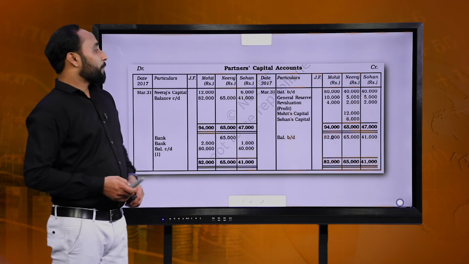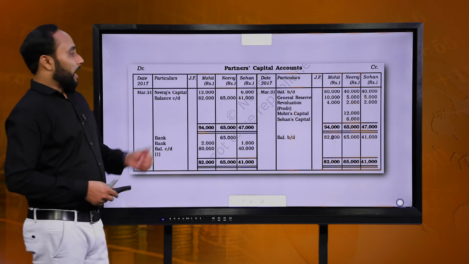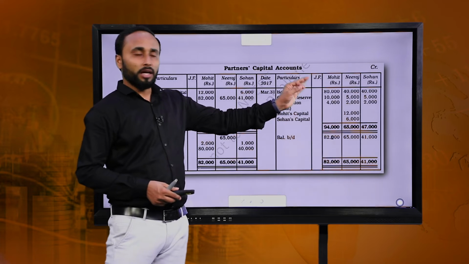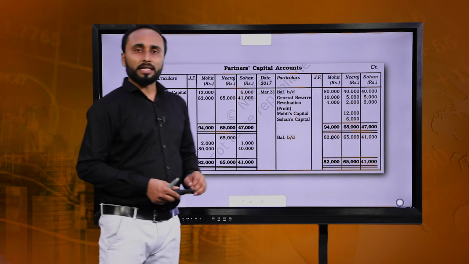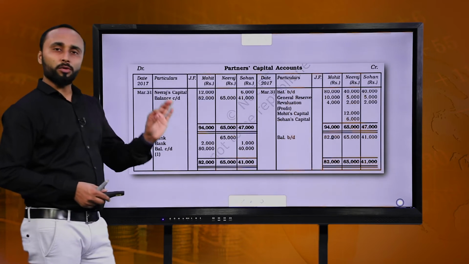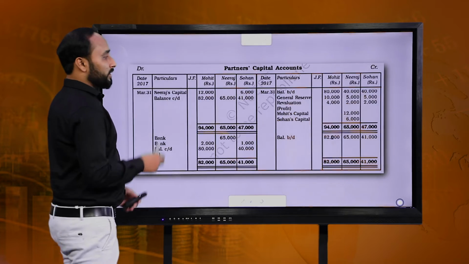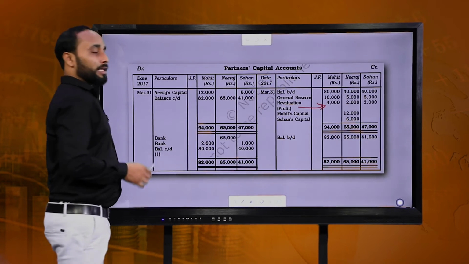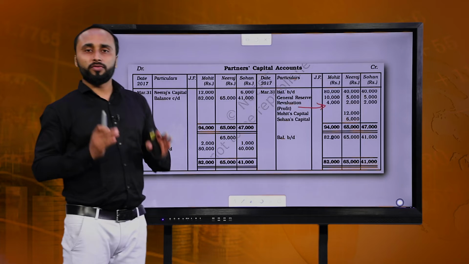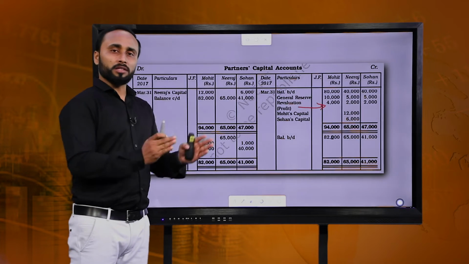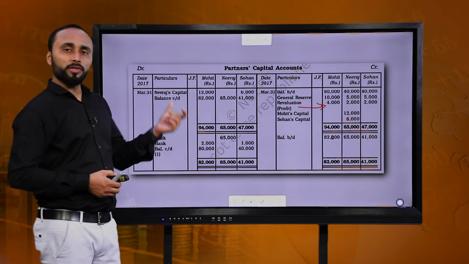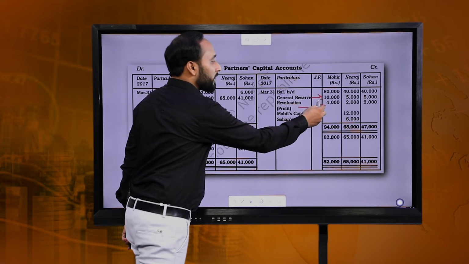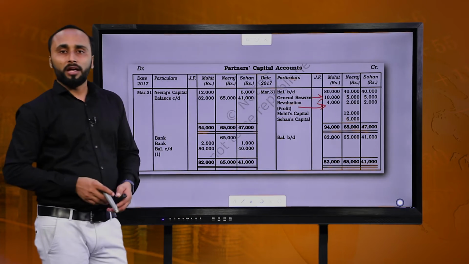Now let us go to the preparation of capital accounts. As we did in the previous question, first transfer the balances 80, 40 and 40. Then transfer the revaluation profit or loss, whatever there was. So in this case, there was a profit of revaluation, we will transfer that here. Then if there are any reserves, transfer that particular reserve to the capital account. In this question, there was only one reserve, which was general reserve. This will come here in their old ratio, right?